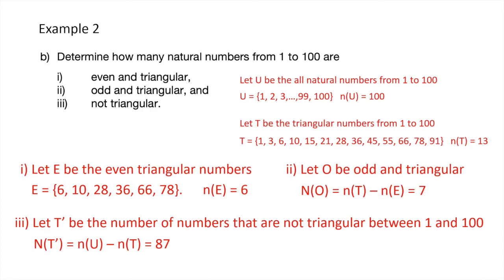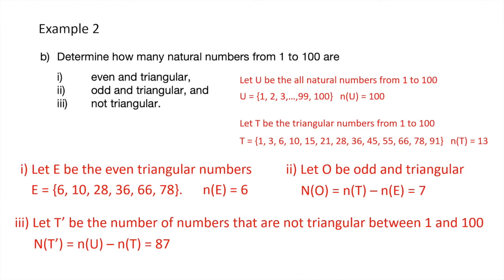So if you look at the next set now, which is the triangular numbers from 1 to 100, we know the pattern, so we can actually just generate what these values are. And if we count up all those elements in set T, what we get as a total number of elements that are triangular numbers from 1 to 100 is 13. This notation is critical because some questions will ask you to generate a set, and other questions will ask you just to count the number of elements in that set.